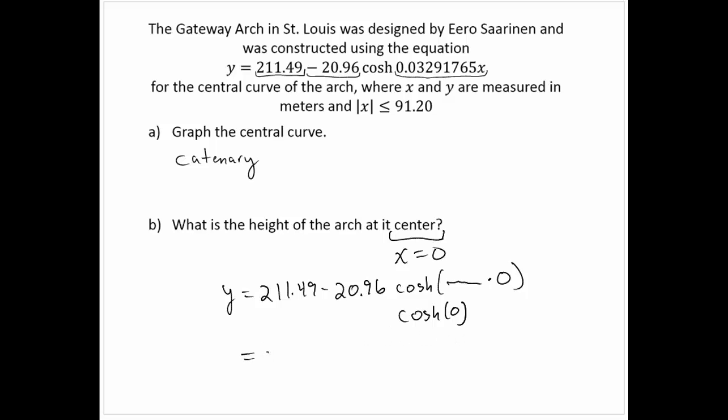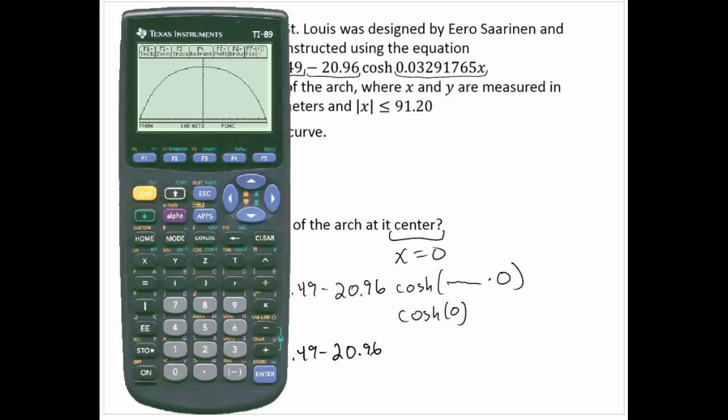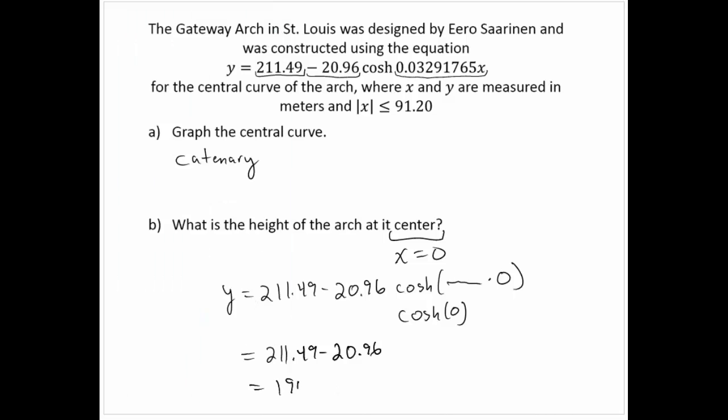So the y value would just be 211.49 minus 20.96. And we can now just do a simple subtraction. 211.49 minus 20.96 is 190.53. And that would be in terms of meters.